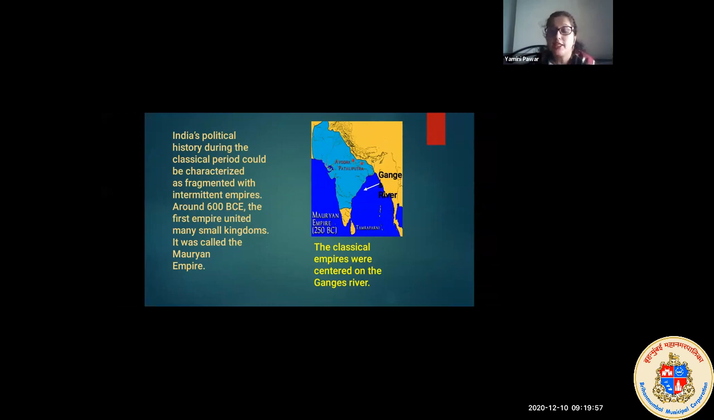Indian political history during the classical period could be characterized as fragmented with intermittent empires. Now, classical means a particular style. There was a king ruling in a particular style in that era. Fragmented means broken, so that every part of the territory had its own king. All this started breaking up.